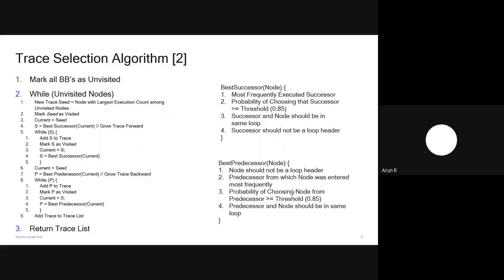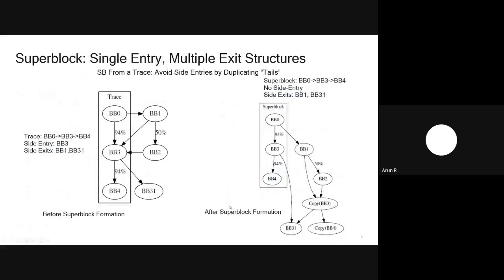Okay, so how do we form traces? We assume that we have an annotated control flow graph, where each control flow edge is annotated with the frequency with which that particular edge is taken. So what we do is we start with a basic block that is executed most frequently, and then we keep choosing the successor of that basic block which is executed with the highest frequency among all other successors, and then we keep going forward.